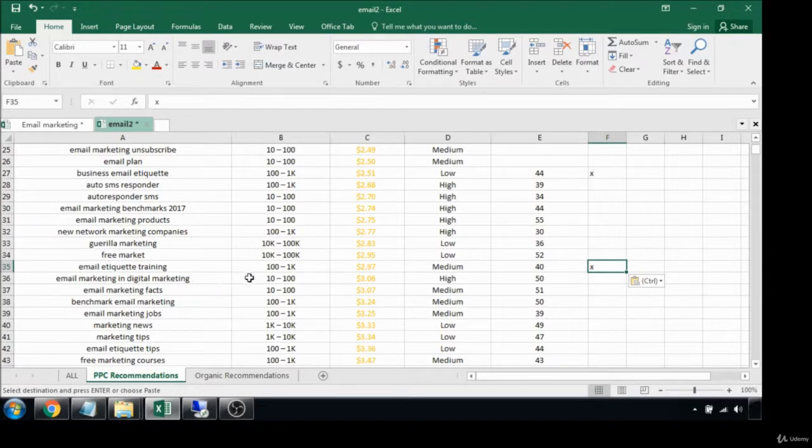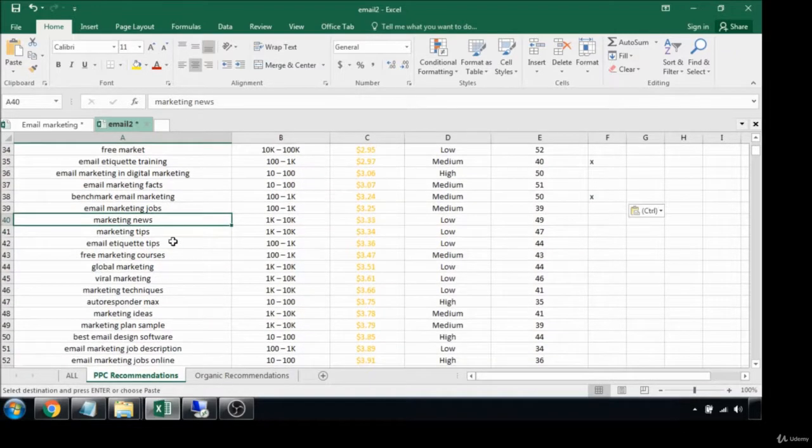Email marketing in digital marketing. Benchmark email marketing, possibly if you were in that specific niche and you touched on those topics. Marketing news, maybe if you were a blog or a website that did a lot of marketing news and you wrote about those types of things, then sure, that would be a good term to go after. But for what we're looking for right here, which is specifically email marketing, probably not.